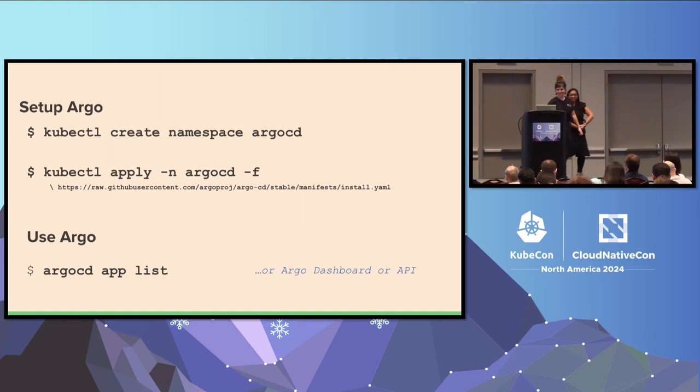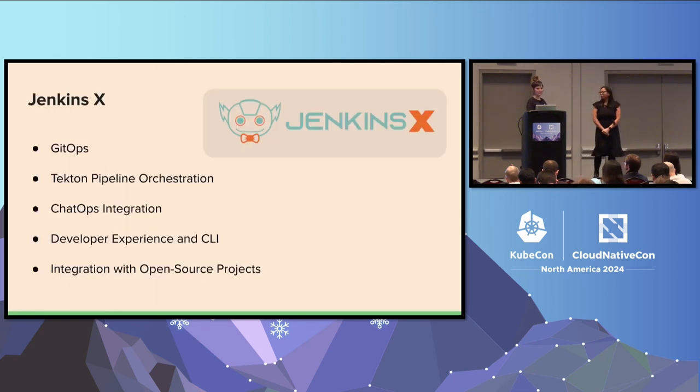Okay, on to our next. Full circle. As the closing tool for our speed run of CD tools, we're going to revisit our friend Jenkins, this time as Jenkins X. Jenkins X manages multiple environments using Kubernetes namespaces. Introduced in 2018, Jenkins X builds upon the Jenkins automation server, but is specifically designed for modern cloud environments.